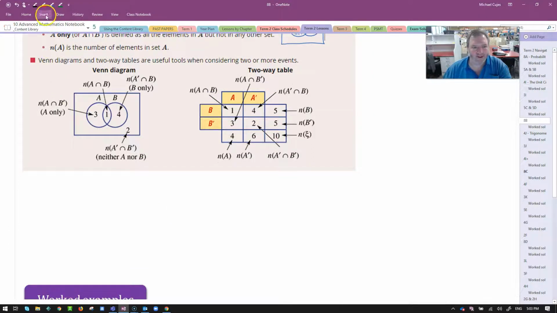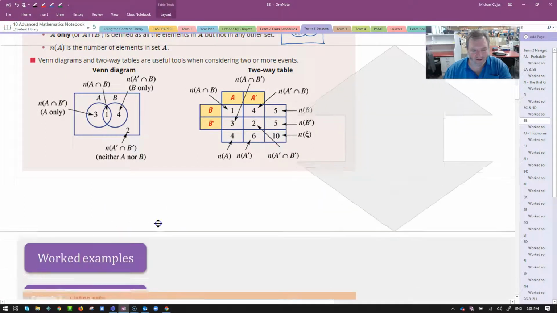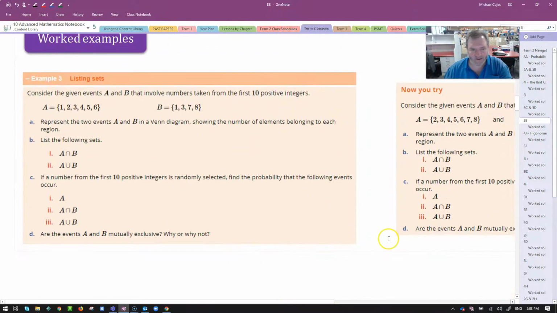Venn diagrams and two-way tables, we've seen these before. Let's jump into the exercises. I know you're itching to start your maths and you just want me to finish, so let's get into it.